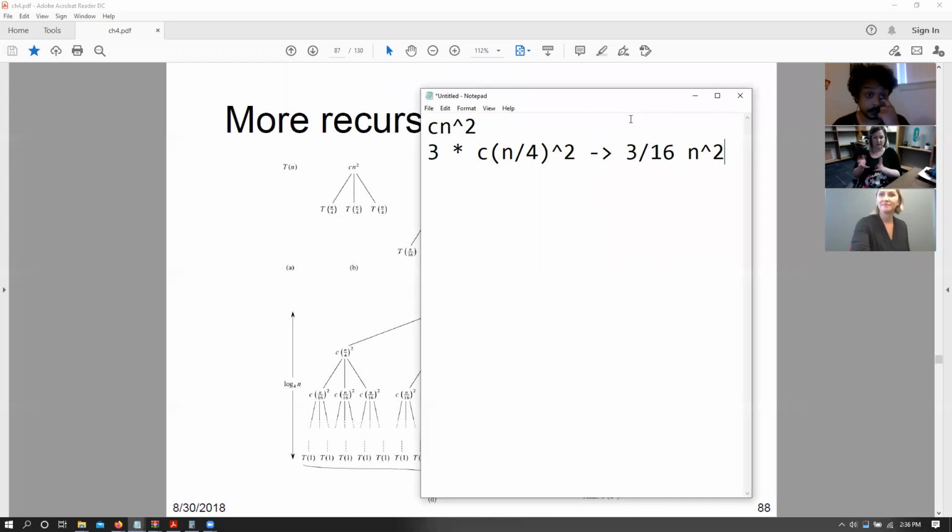Yes, but it is not going to be 3 by 16 to the power of n. It is going to be 3 by 16 to the power of log of n. That is the number of, that is the height of our tree. No, it is log of n. Yes, Sean, you are right. It is n squared is the merge part, exactly.